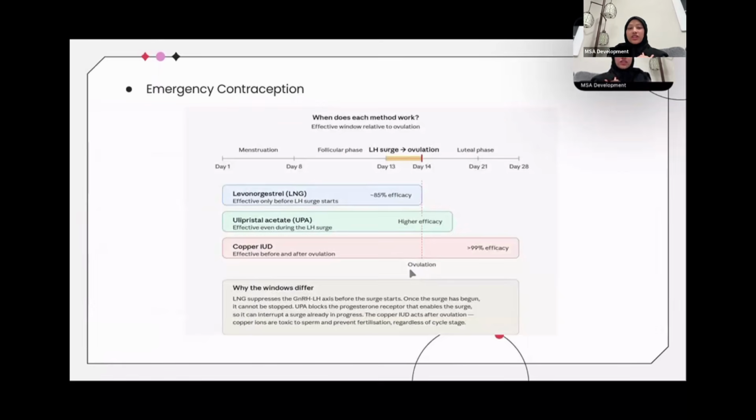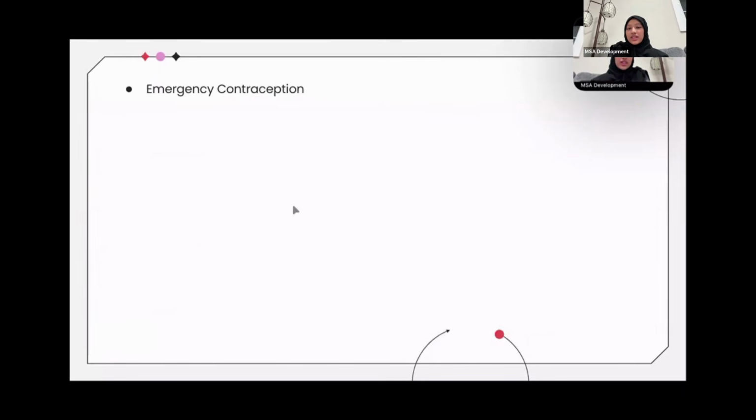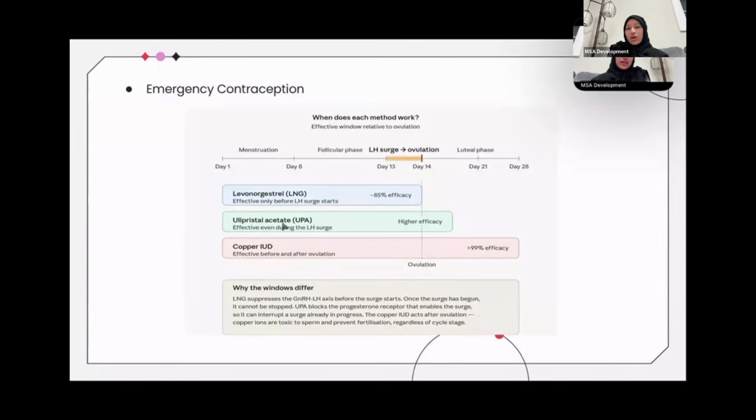And emergency contraception, this is from your slide. Basically, this is the window where, let's say the intercourse happened, you just want to make sure that levonorgestrel has the least window, copper has the most. But of these two, the most effective is the copper IUD. It's more than 99% effective, and you would go for this first line. That's mainly it.